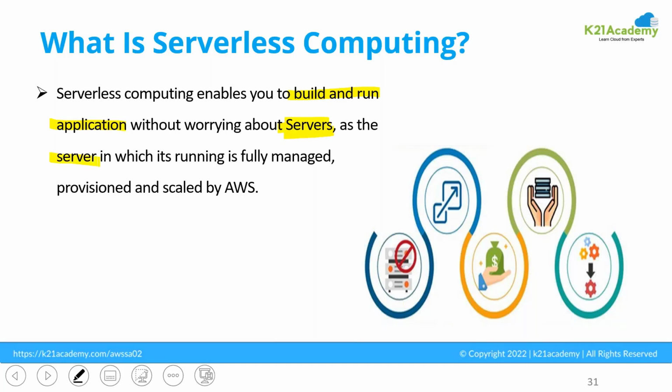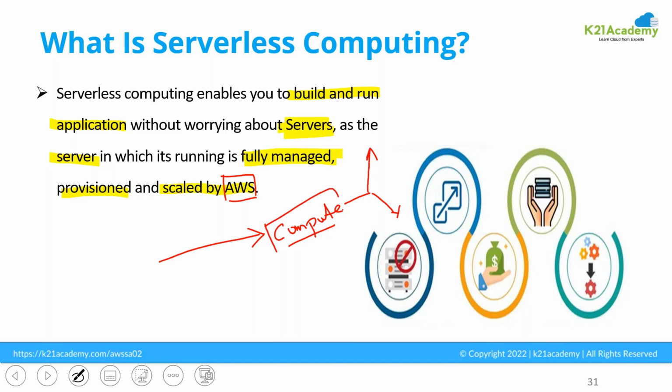It will be a fully managed server. You will not be having any access to the server. It is a fully managed server which will be created, provisioned, and scaled by AWS. So you will be just sending the requests on the server. The amount of compute which is required to execute that particular request will be automatically taken care by Amazon. If more compute is required, it will be scaled up. If less is required, it will be scaled down. So that all process will be taken care by Amazon. So it is fully managed, provisioned, and scaled by Amazon.